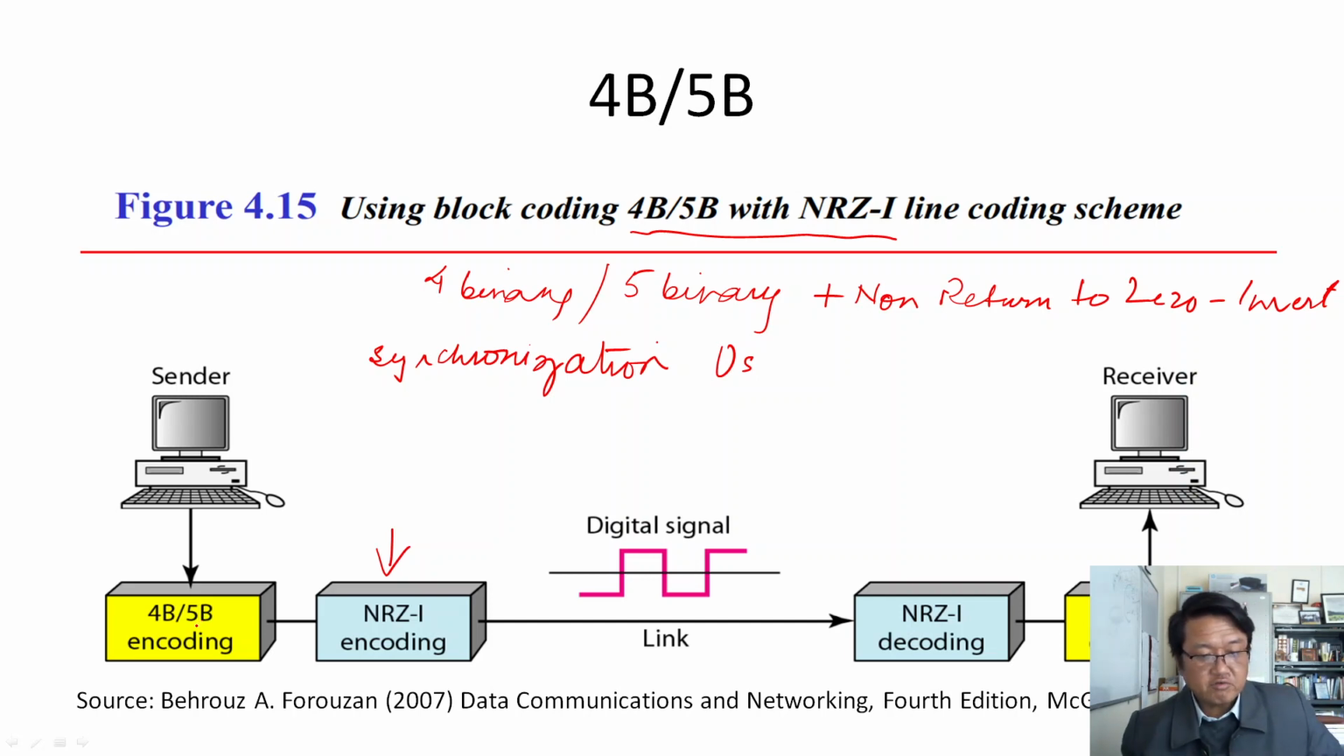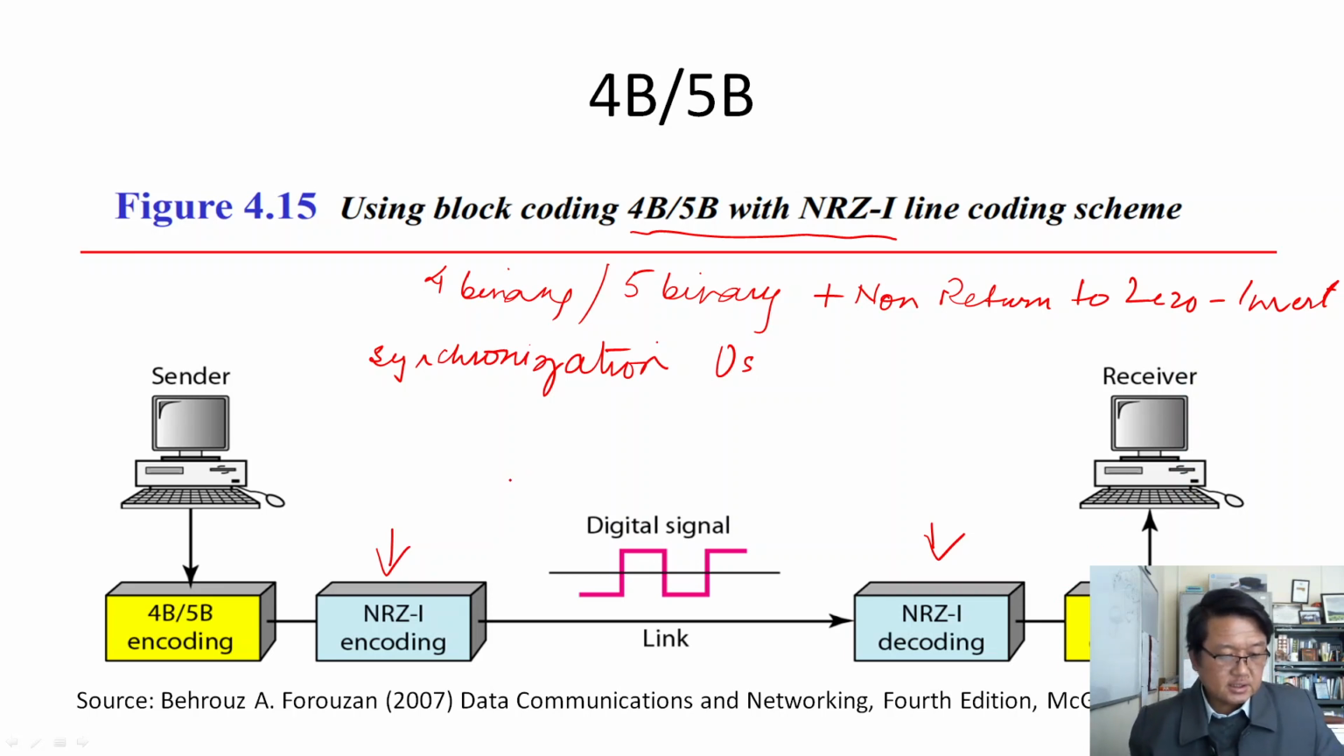This 4-bit, 5-bit scheme achieves this goal. The block coded stream does not have more than 3 consecutive zeros, so there will be no long sequence of zeros. At the receiver, this non-return to zero encoded signal is first decoded. Because it goes through NRZI, the NRZI is decoded first, then it is decoded back to 4B, 5B, and ultimately it is sent to the receiver.